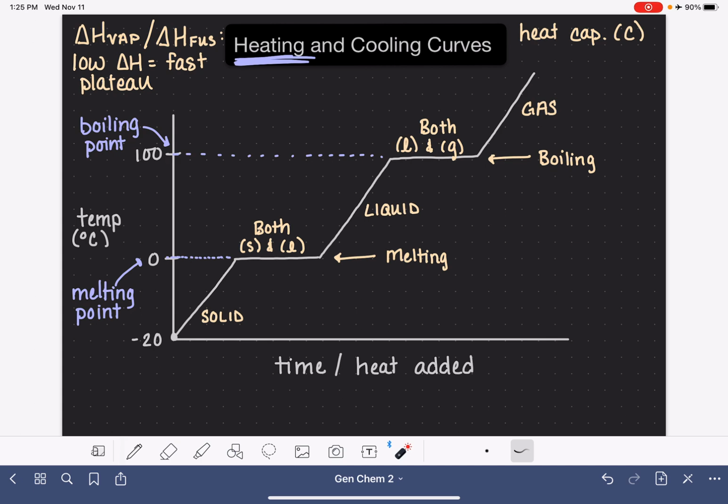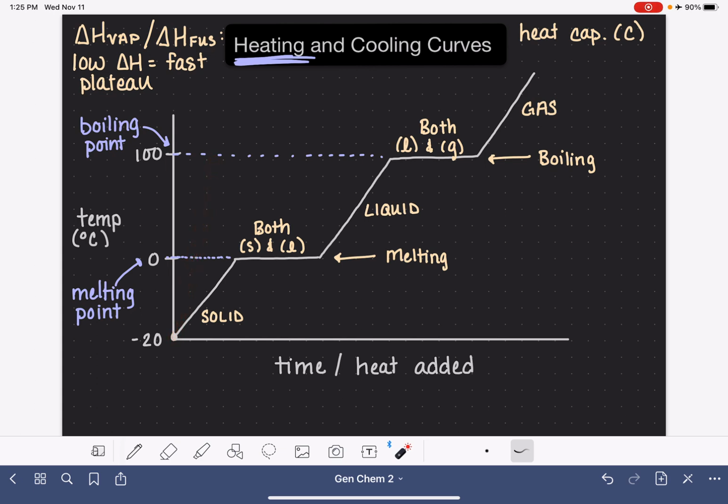If a substance has a low heat capacity, we're going to see that reflected in the slopes of the heating curve and the cooling curve. Low heat capacity, again, that means the temperature goes up fast. So a low heat capacity substance is going to have a very steep slope. The temperature is going to go up very, very fast.